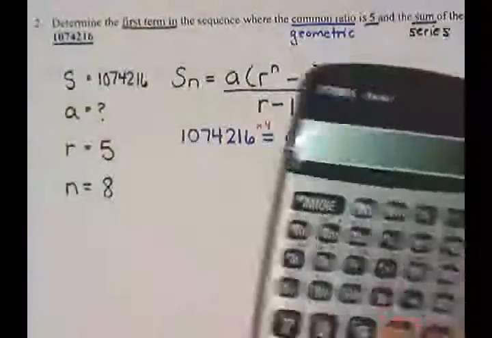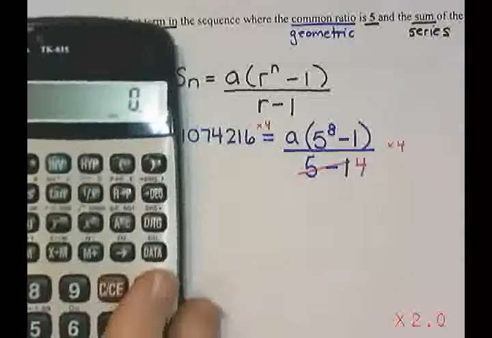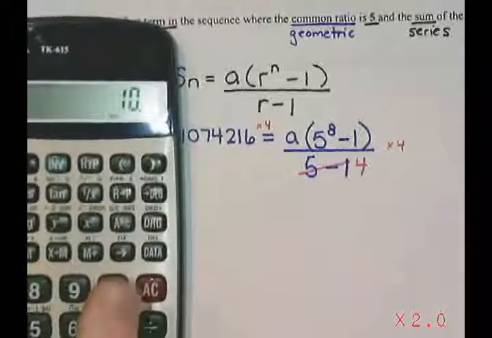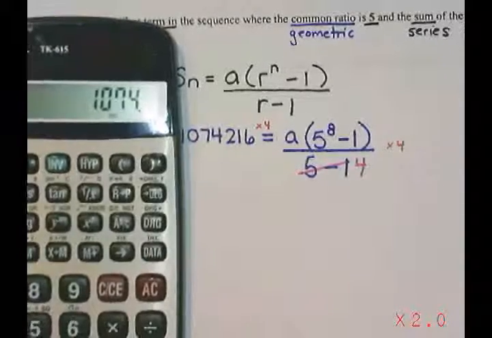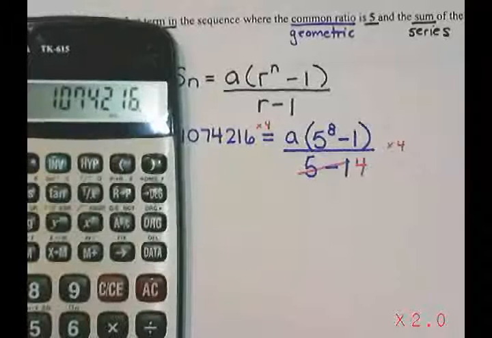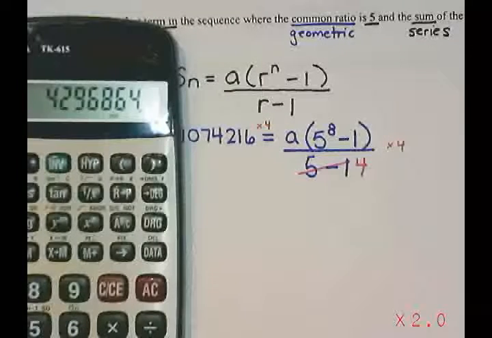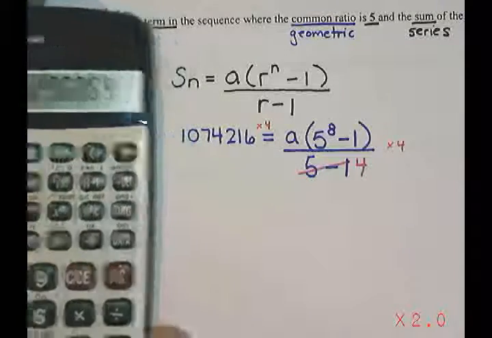So if I take 1,074,216 and I multiply it by 4, I get another very nice large number here. So I get 4,296,864.